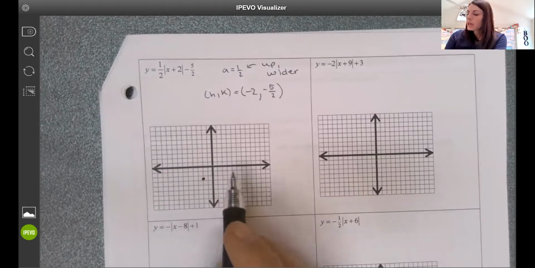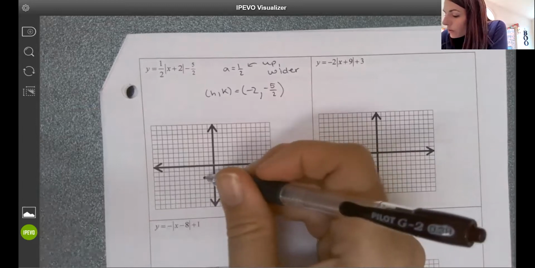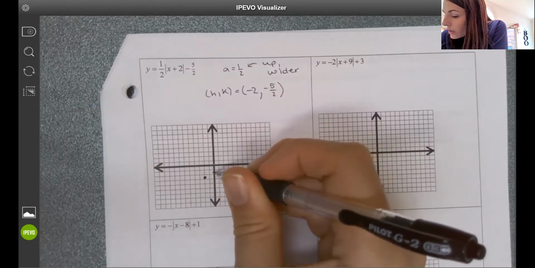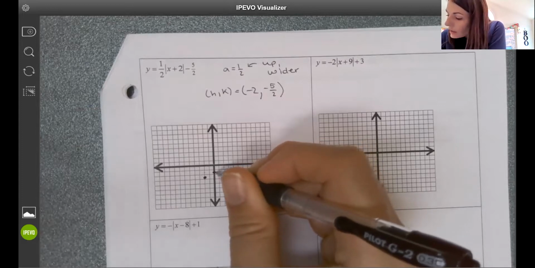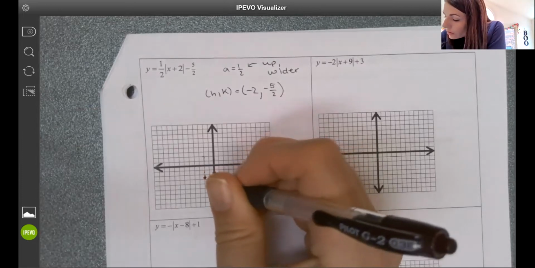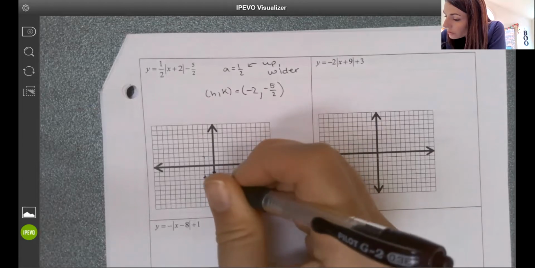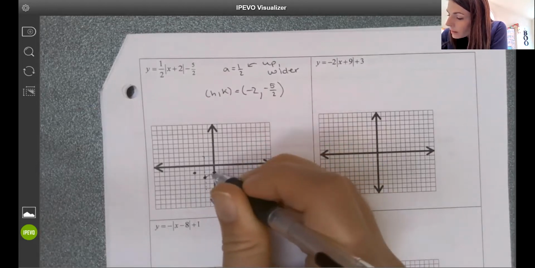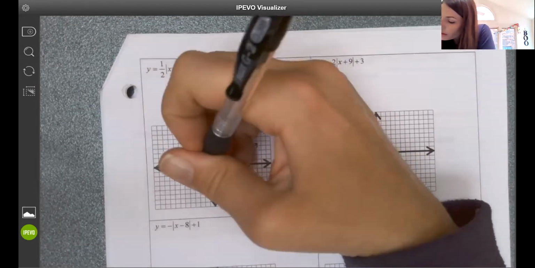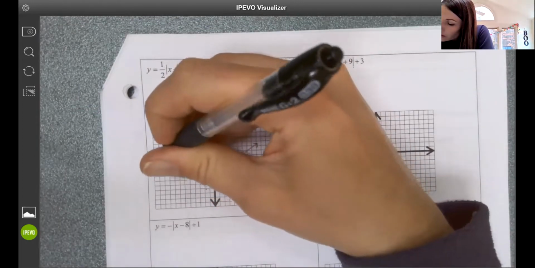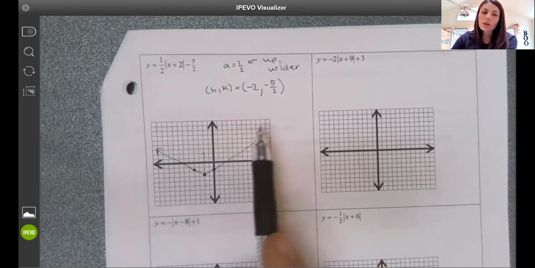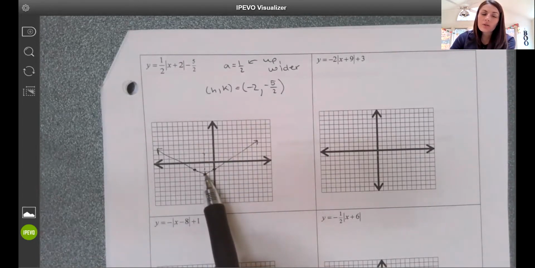Okay. My A value is 1/2. So I'm going to go from here up 1 over 2, and I'm going to be kind of in the middle of that box. And then using symmetry, right? So there's the middle of my graph. There's my vertex. Using symmetry, I know I also have a point here. It's a little bit wider. There's my absolute value equation with a vertex at -2, -5/2, A value of 1/2.